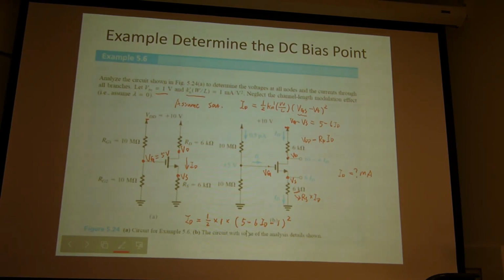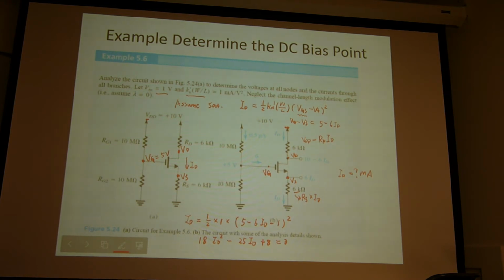So let's move the terms out. You will get 18 ID square minus 25 ID plus 8 equals to 0. So if you rearrange the terms and make it a standard second order equation, you have the second order term, the first order term, and then the constant value. Then you can solve for this equation.